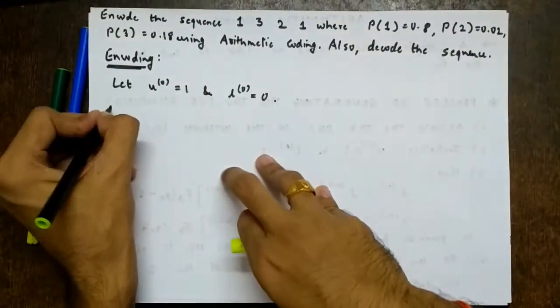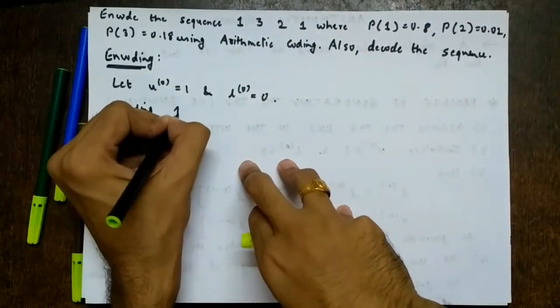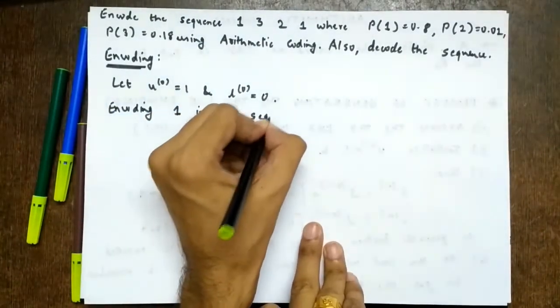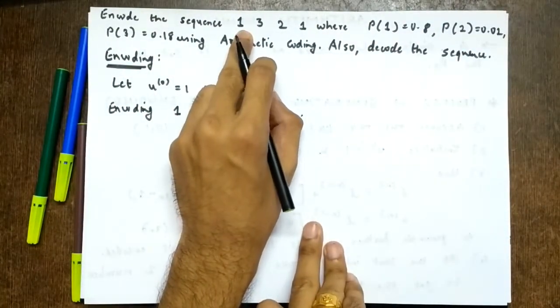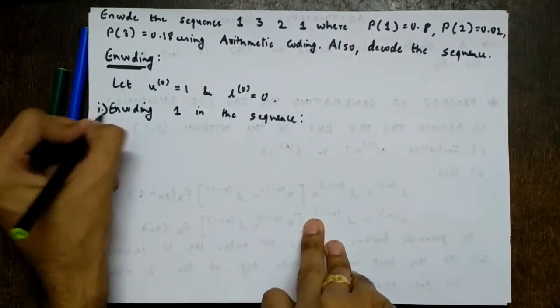Then we write: encoding 1 in the sequence. Why 1 in the sequence? Because that is the first number which we have to encode. So encoding 1 in the sequence, this is first.